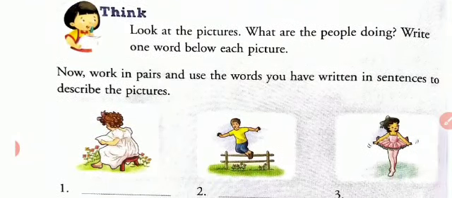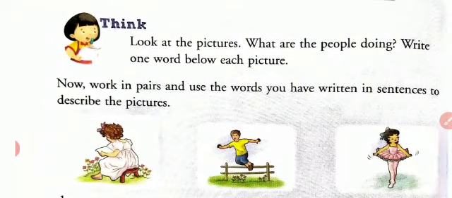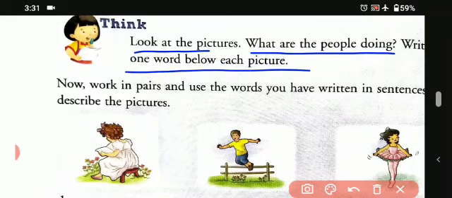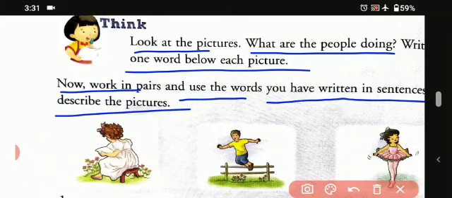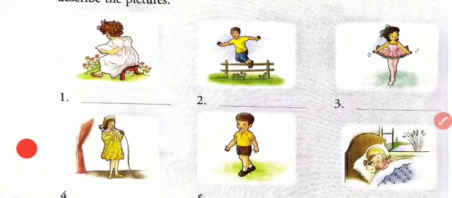So let's understand this more clearly with the exercise which is given here. Look at the picture. What are the people doing? Write one word below the picture. So students, we have to write down what they are doing. Now work in pairs and use the words you have written in sentences. Describe the picture. So students, next we will be writing sentences about what the picture is all about. Okay, so first we have to write down the words.